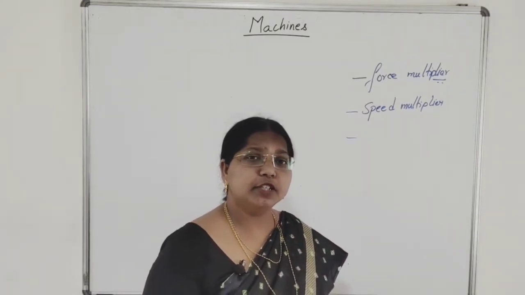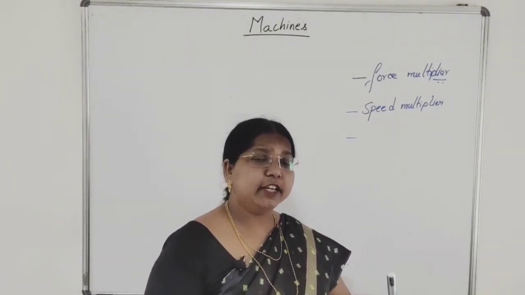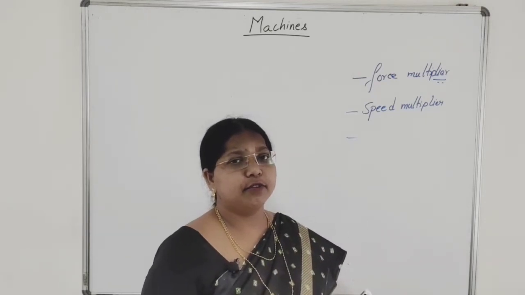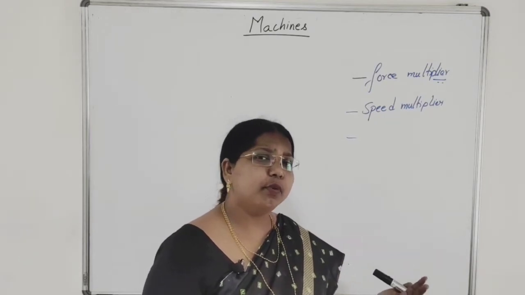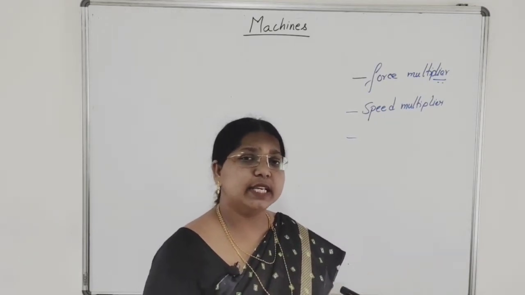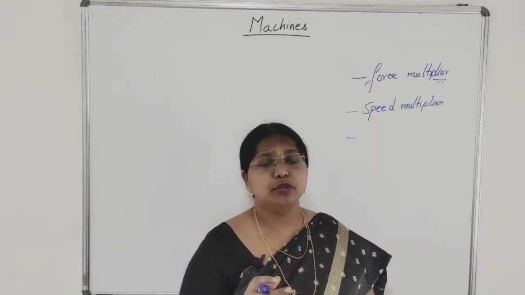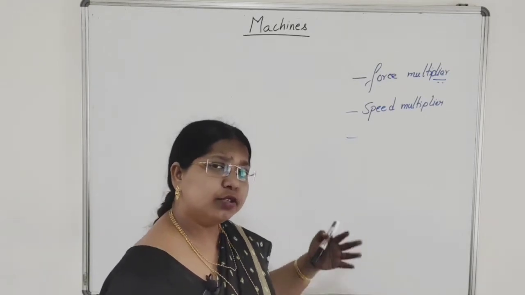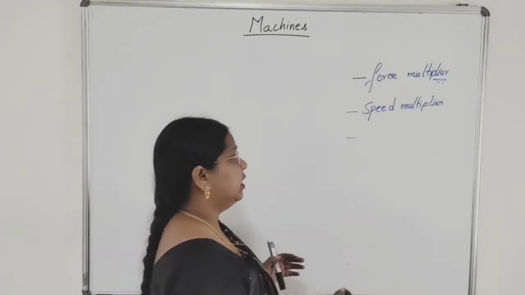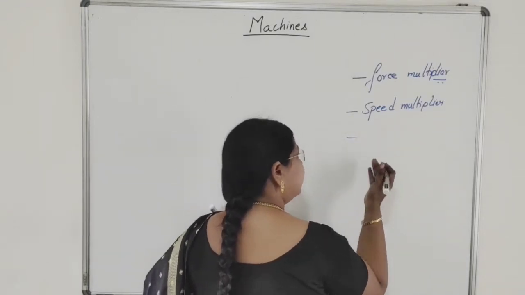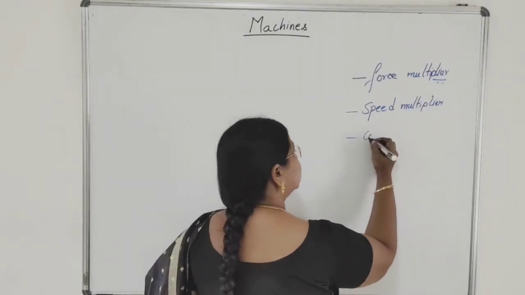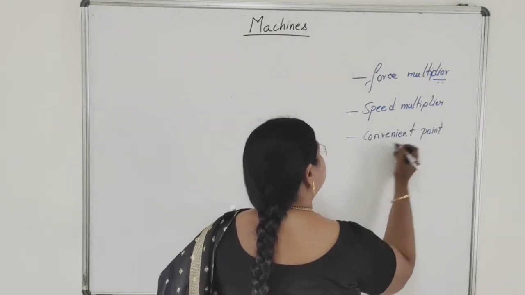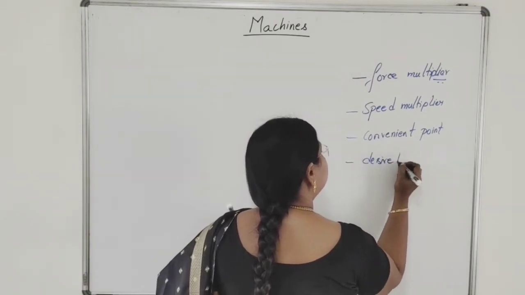By using machines we can alter the direction of our effort applied. We are giving the effort and this effort can be changed to a convenient point and also a desired direction. So we are changing the direction of our effort applied. These are also functions of the machine. The effort can be applied at a convenient point and at a desired direction.